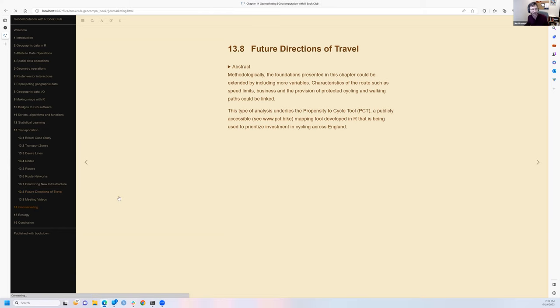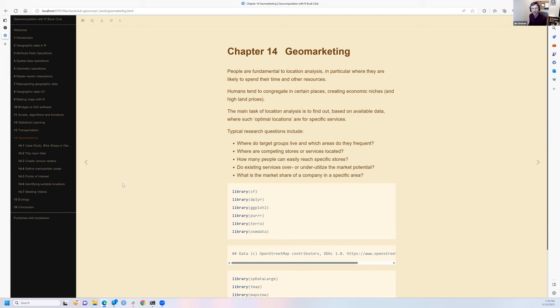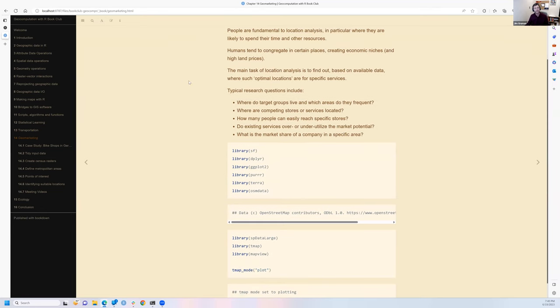Okay, moving on. That was 20 minutes on transportation. Now we'll do 20 minutes on geomarketing. So here we're going to locate bike shops in Germany. We're going to think about not only where people live, but where they spend their time and consume resources. Reality is humans tend to congregate in places where there's not uniformity, where there are economic niches, land prices, maybe youth-oriented or arts-oriented communities. There's a lot of diversity. So the main task of this geomarketing exercise is to find out, based on available data, where optimal locations could be for specific services, and then maybe scout out those locations for further study.